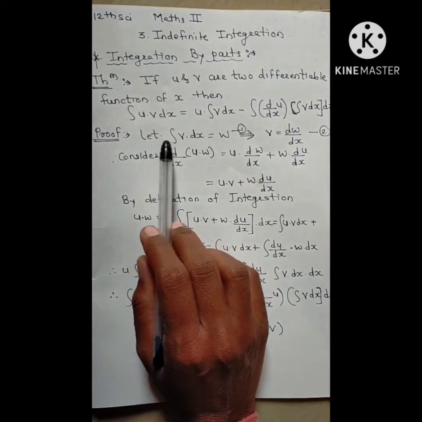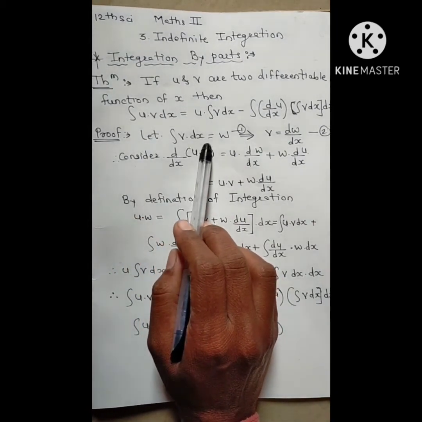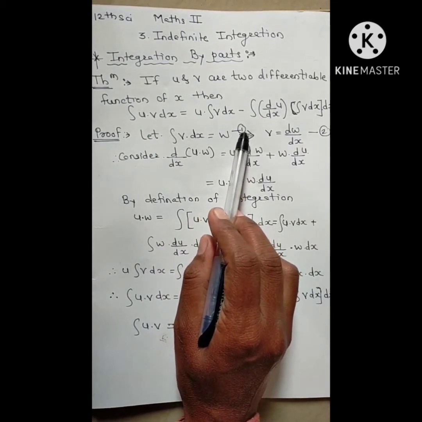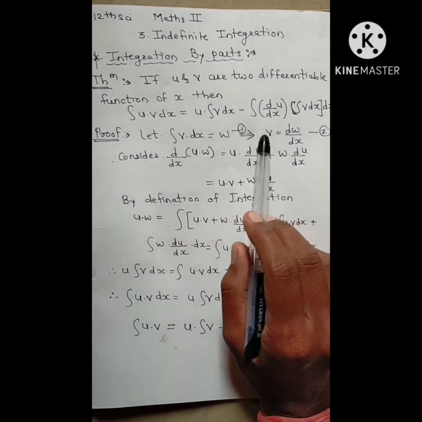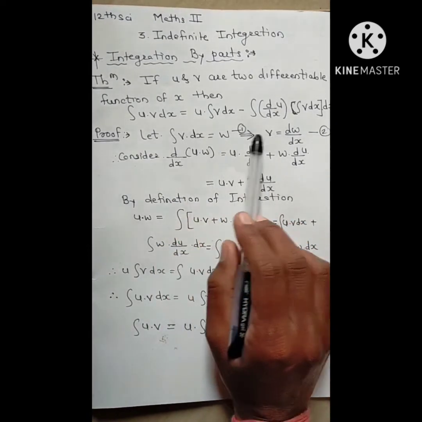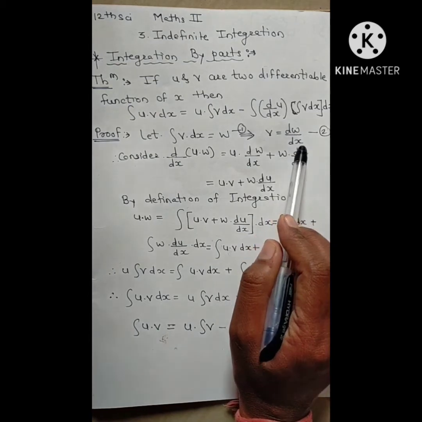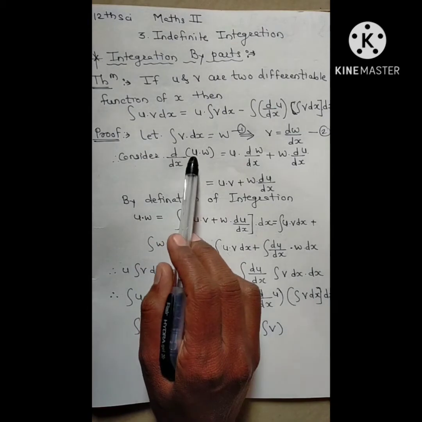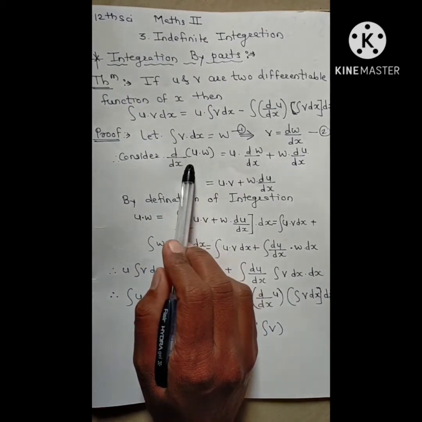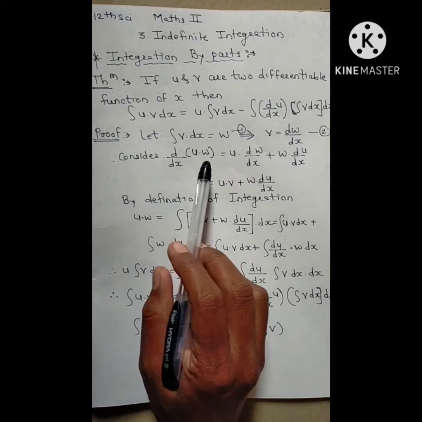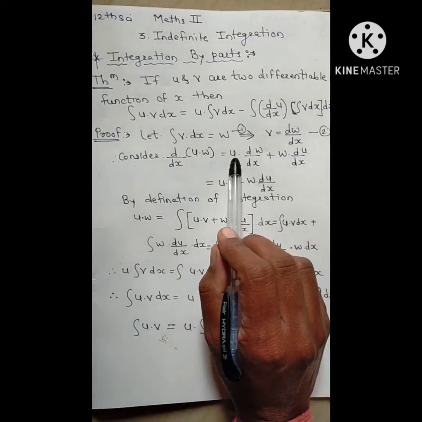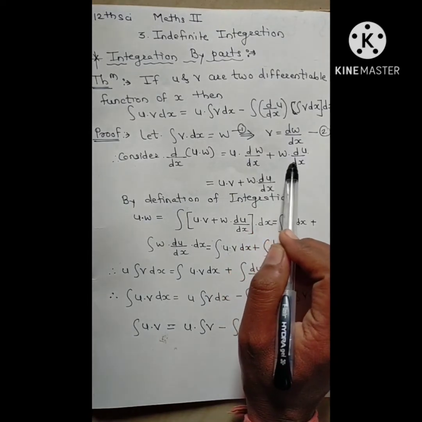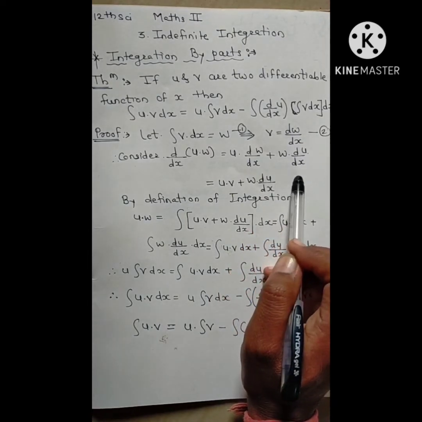Let us consider integration v dx is equal to w. Consider this as equation 1. This implies that v is the derivative dw by dx. Now consider d by dx of u into w. We know the derivative of this u into v. We get u into dw by dx plus w into du by dx.